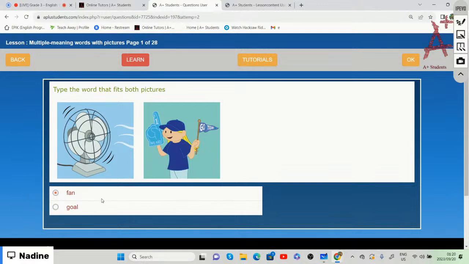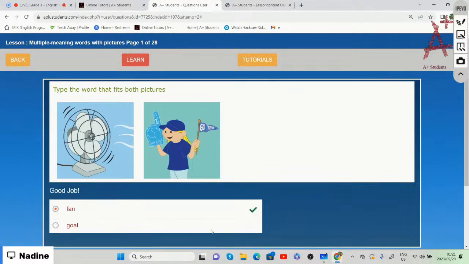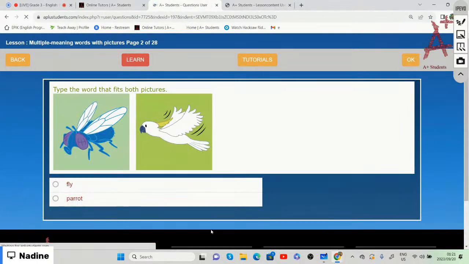So we get a fan that blows cold air and cools, making the room cooler. And then we have another fan which goes to every game and cheers up the person. All right, so well done.